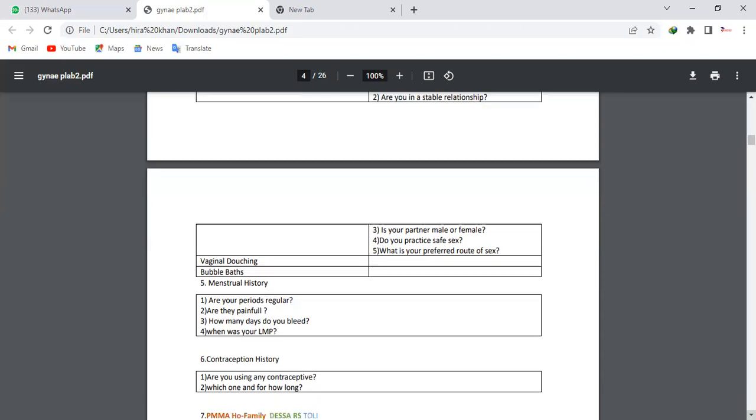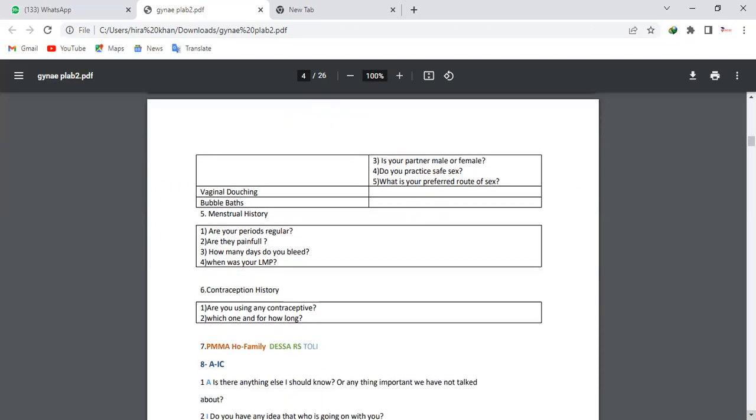Then you have to ask the menstrual history. Why are you asking the menstrual history? Because you should know whether it is related to her periods, and whether she is maintaining her hygiene. Ask, are the periods regular? Are they painful? Just two or three questions, that's it, not much.